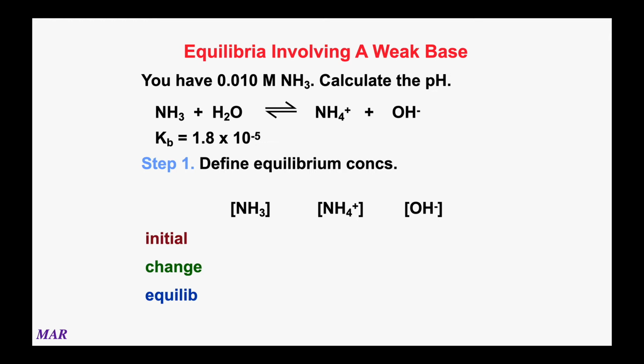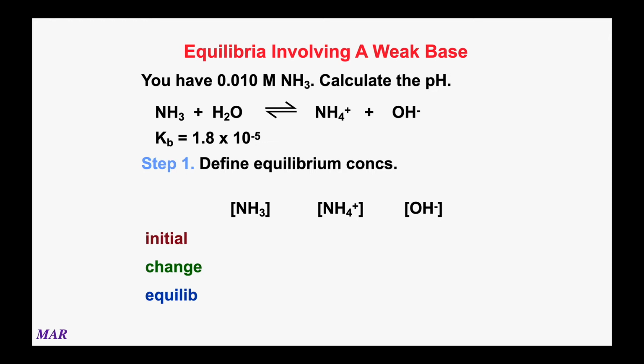Let's look at an example with an ammonia solution, 0.010. Ammonia reacts with water. It makes ammonium and hydroxide. Hydroxide means this is a Kb. Ammonia is creating hydroxide. It's a base, 1.8 times 10 to the minus 5. Let's calculate the pH of the solution.